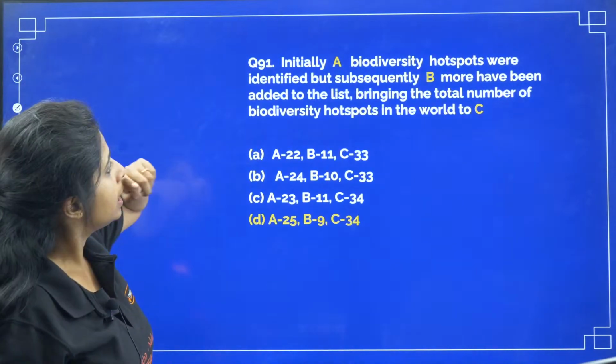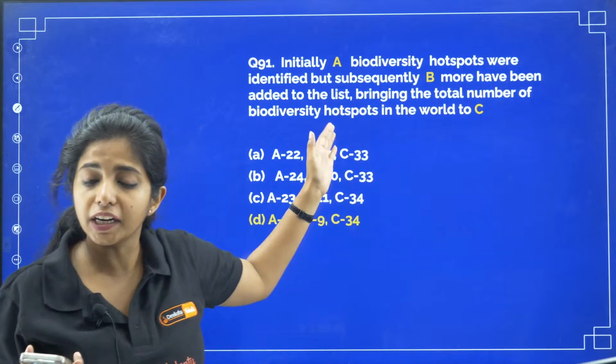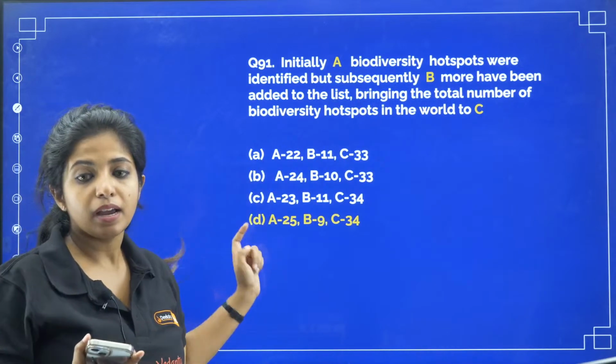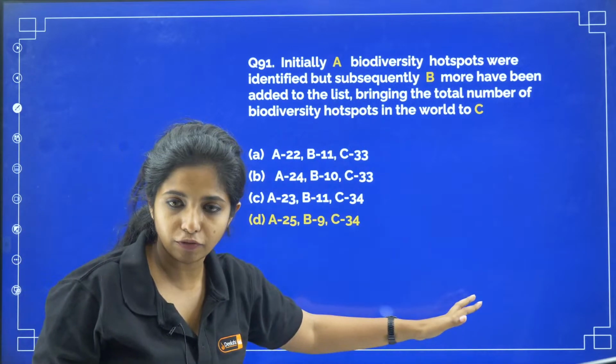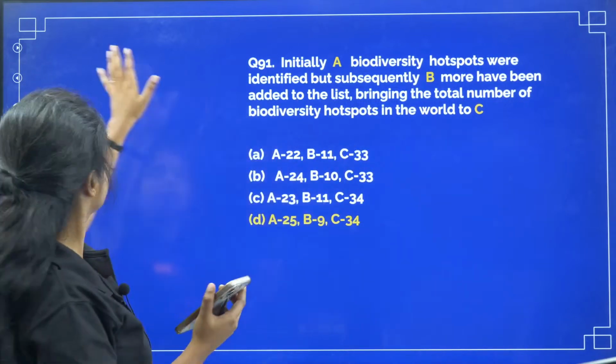Going ahead, what do we have? Initially 25 biodiversity hotspots were identified, but subsequently 9 have been added to the list. So initially 25 were there, and then you added 9, and then you got 34. So initially 25, if you remember that is also fine. 25, then plus 9, you got 34.